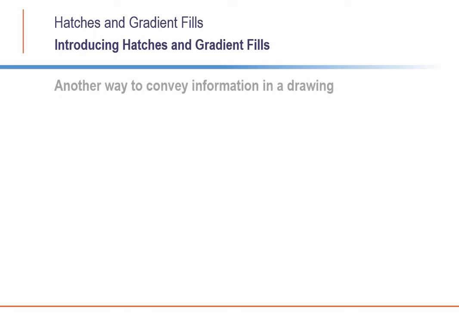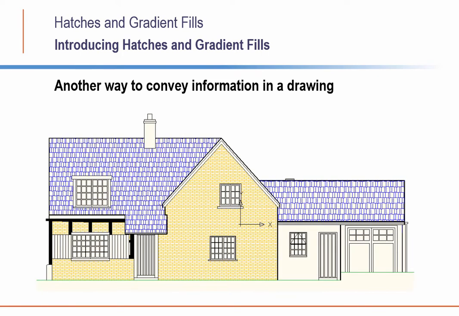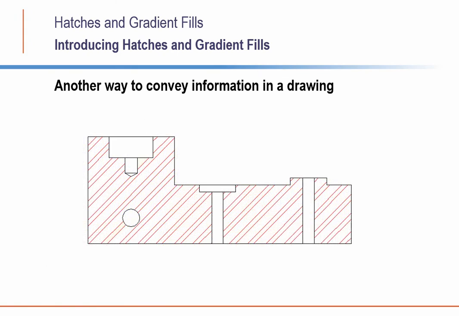Another way to convey information in a drawing is to fill areas with a solid color or repetitive pattern of lines. For example, you may need to represent the pattern of brick on the elevation of a building, or show the solid portions of metal in a cross-section through a mechanical part.